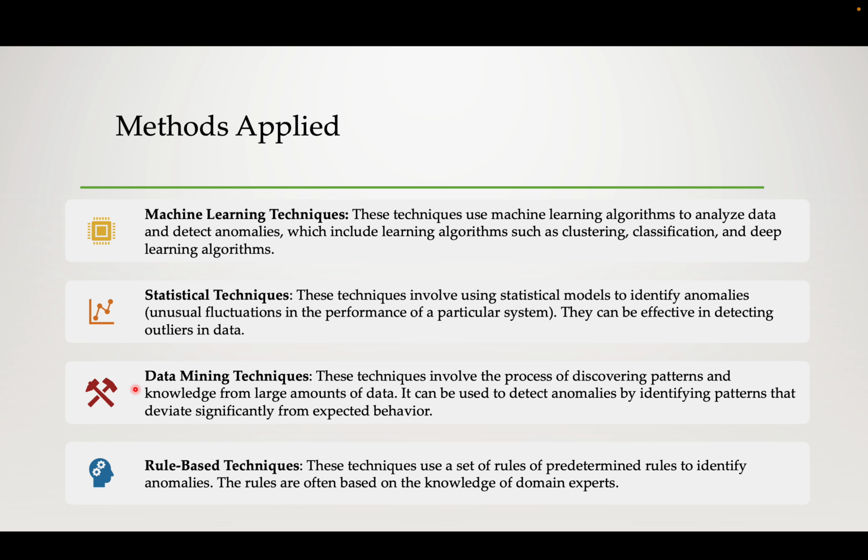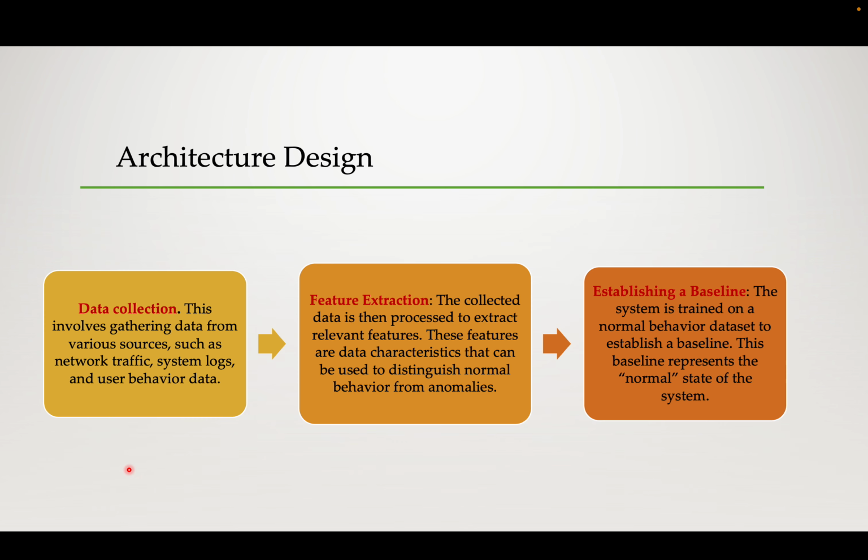The other one is data mining techniques, which involve the process of discovering patterns and knowledge from large amounts of data. It can be used to detect anomalies by identifying patterns that deviate significantly from expected behavior. Then rule-based techniques use a set of predetermined rules to identify anomalies. The rules are often based on the knowledge of domain experts.